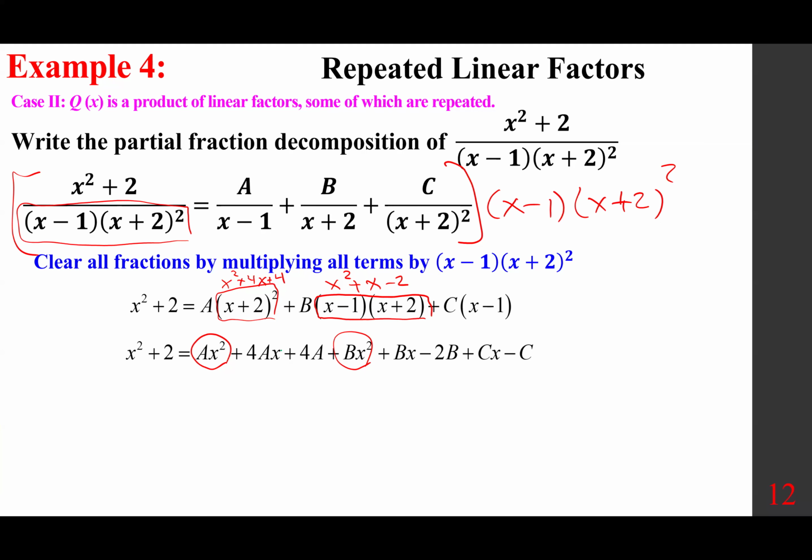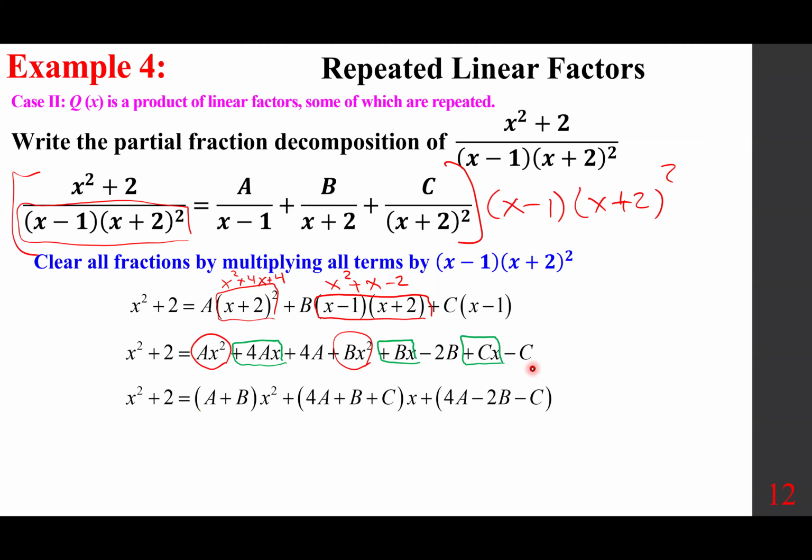If I put 4ax plus bx plus cx together, I get x times 4a plus b plus c, and then 4a minus 2b and minus c are constant. I put them together. I hope you see that. Okay.